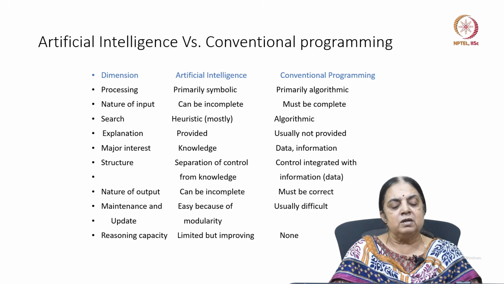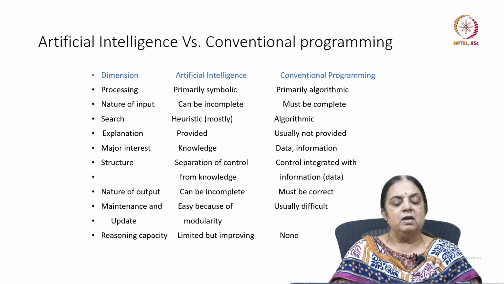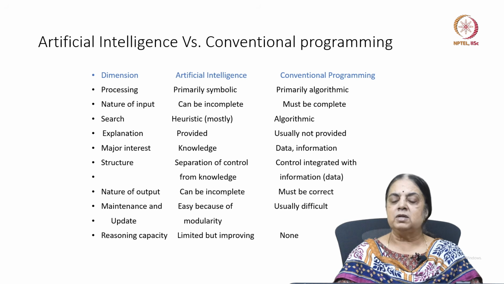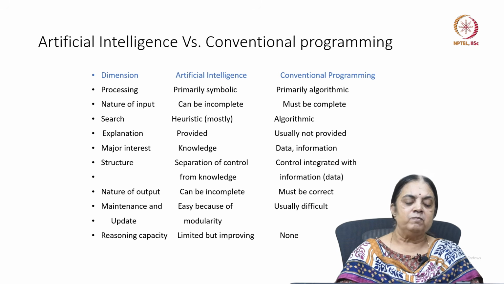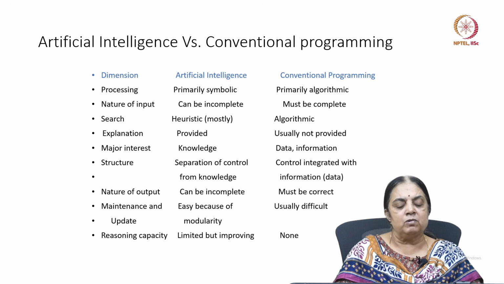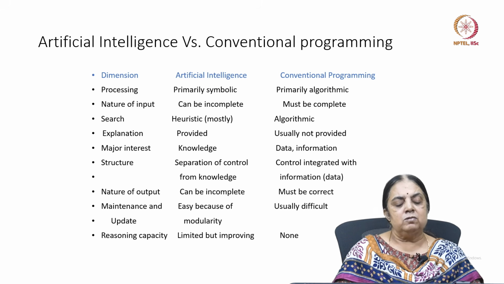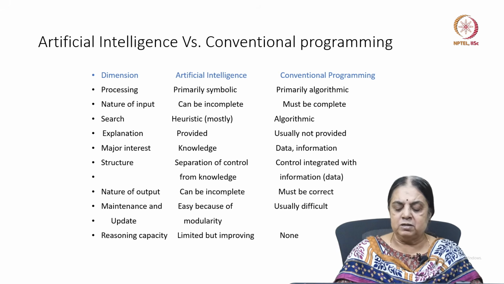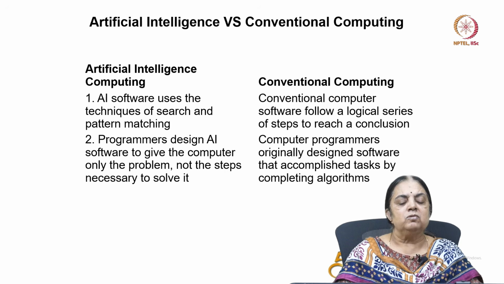Explanation is provided in the case of artificial intelligence, okay? And in the case of artificial intelligence, you talk about knowledge, whereas in conventional programming, you talk about data and information, okay? And structure: you have separation of control from knowledge, integrated with the knowledge in the case of conventional programming. So what you find is modularity is more in artificial intelligence. So these are some differences which you find in the two, okay.